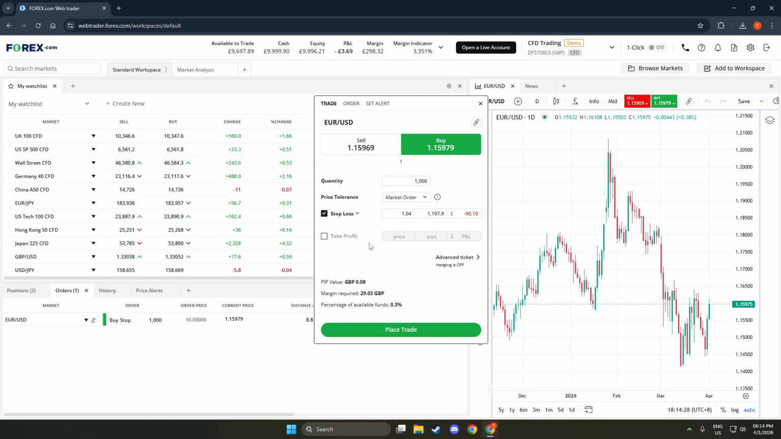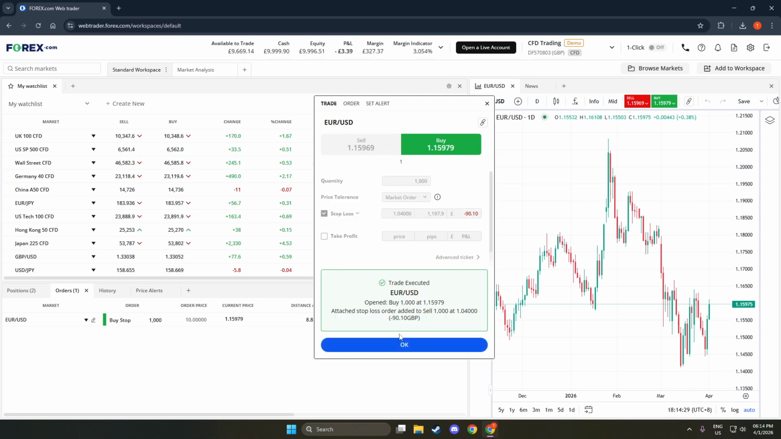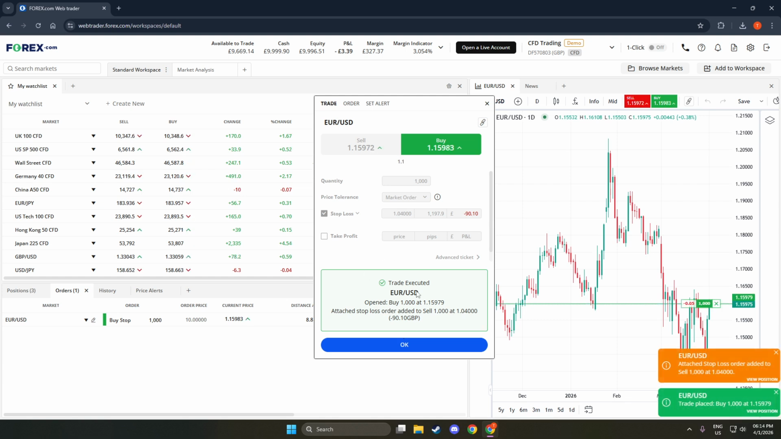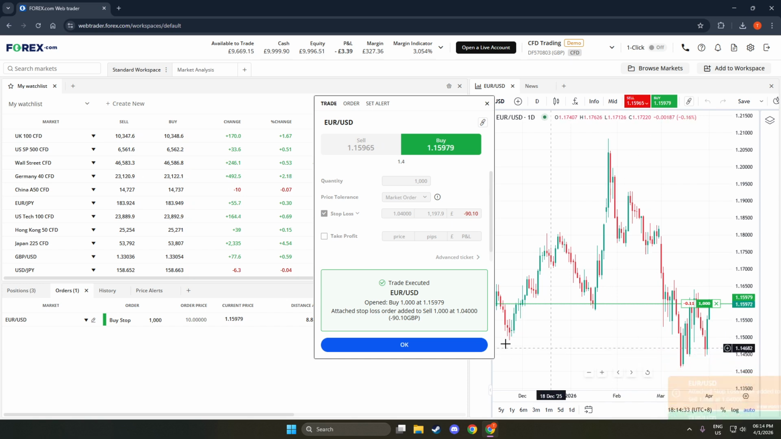Finally, click Place Trade. The platform will submit your order with the stop loss attached, and you'll see it reflected on your ticket, and in most cases, on your chart. Remember, a standard stop loss isn't guaranteed. In fast markets, you may experience slippage, meaning the fill can occur slightly beyond your set price.